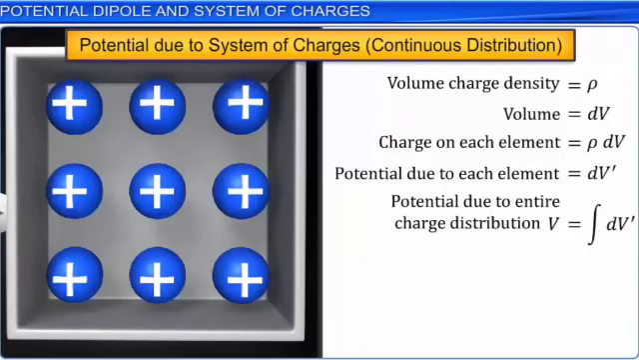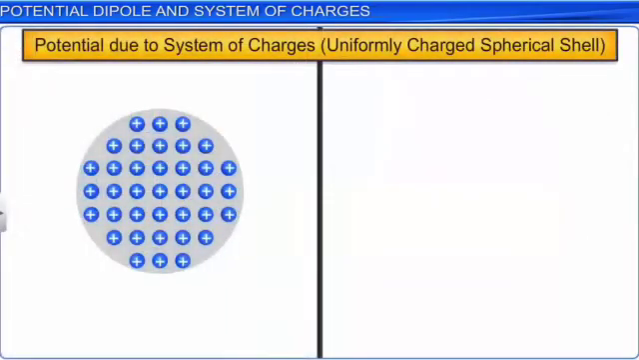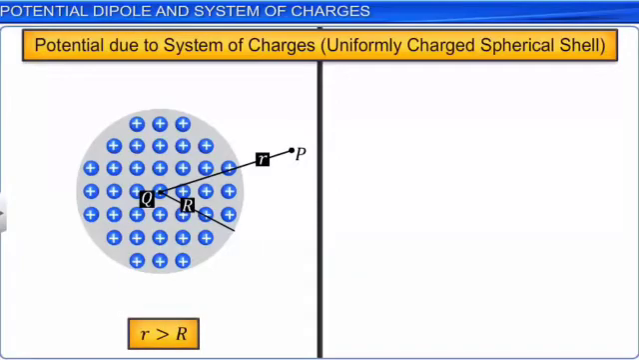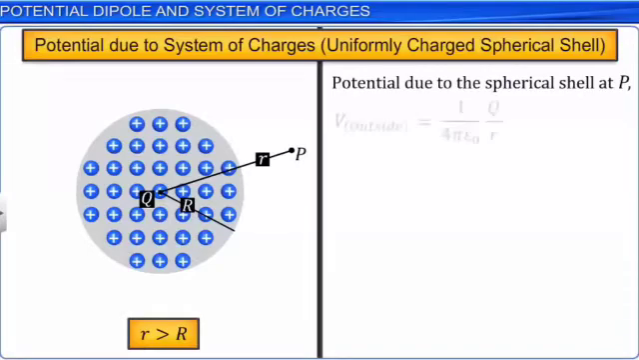Now let us look at an example of uniform charge distribution. Let us consider a uniformly charged spherical shell of radius r, with a charge q distributed over its surface. For any point P, which is at distance r greater than the radius, we have the potential due to the spherical shell at that point as V is equal to 1 by 4 pi epsilon naught q by r. This equation holds good for all points that lie on the sphere or outside the sphere. Let this be equation 9.